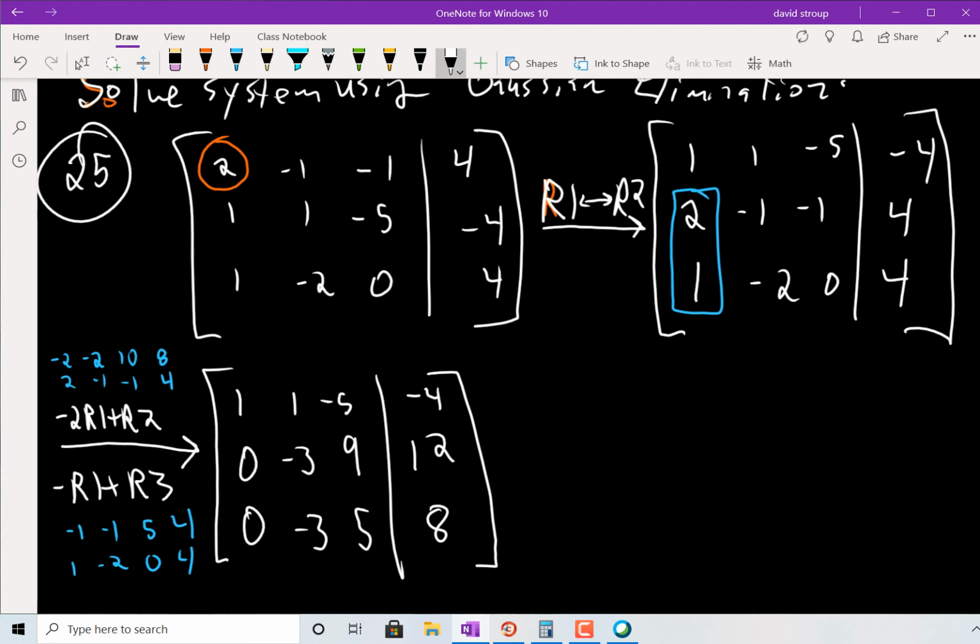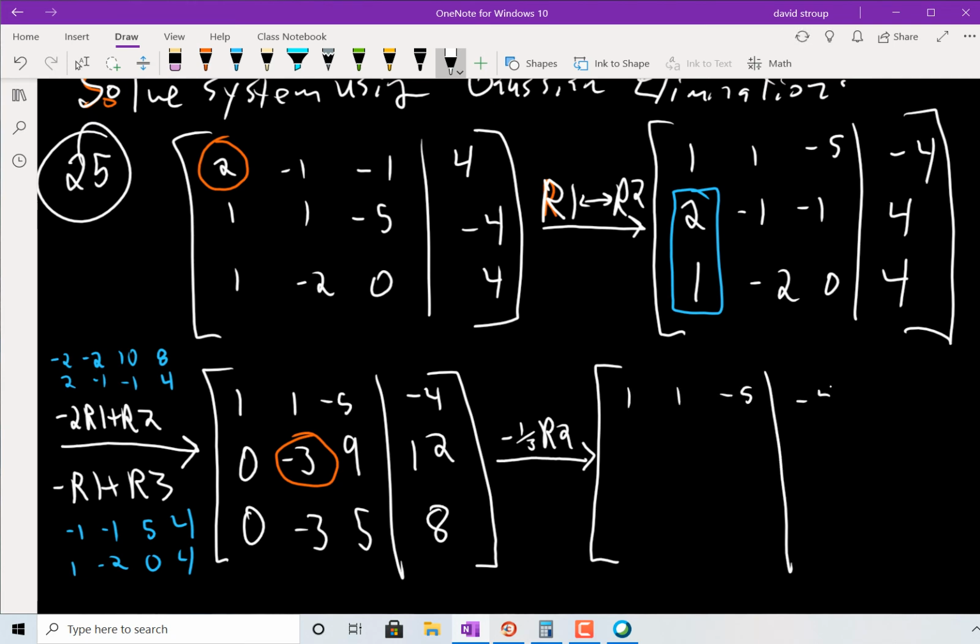Okay, so next I need to get 1 in the second pivot position here on the diagonal. So I can multiply by -1/3. -1/3 times row 2. Okay, so 1, 1, -5, -4, 0, 1, -3, -4, 0, -3, 5, 8.